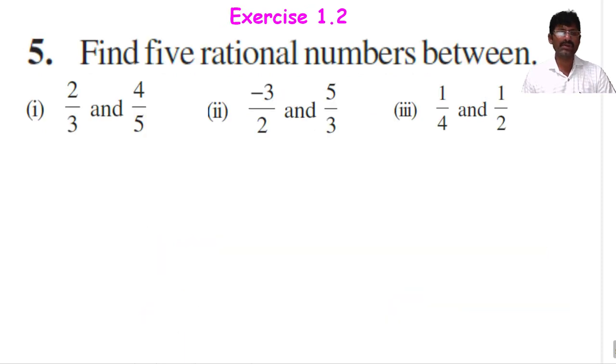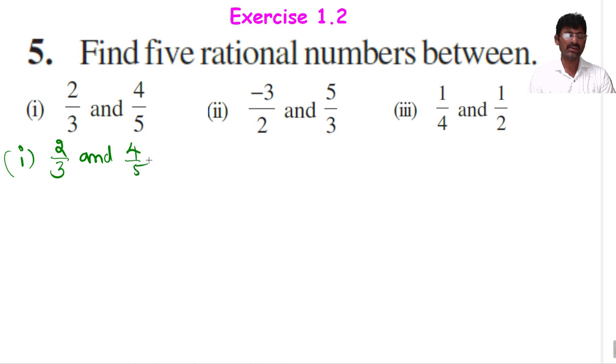Exercise 1.2, fifth problem. Find 5 rational numbers between, the first problem, 2 by 3 and 4 by 5. To do these problems, we need to equalize the denominators. Once again, I am repeating, we need to equalize the denominators. The denominators are 3 and 5, so we need to equalize those two. For that, you take the LCM of 3 and 5. That is 15.